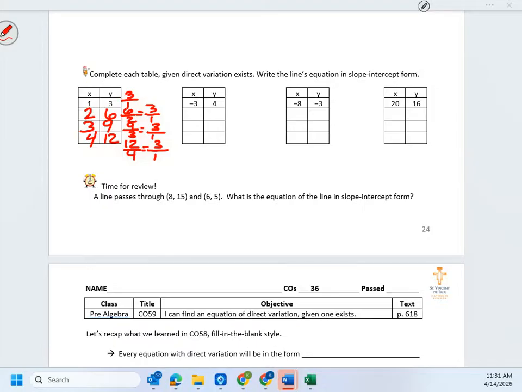Write the line equation in slope-intercept form. I can't forget to now turn it into the slope-intercept form. What would the slope-intercept form be for this? Joe? Y equals 1/3 X. So you said Y equals 1/3 X. Thumbs up or thumbs down, do we agree with that? Do you want to fix it? Y equals 3/1.